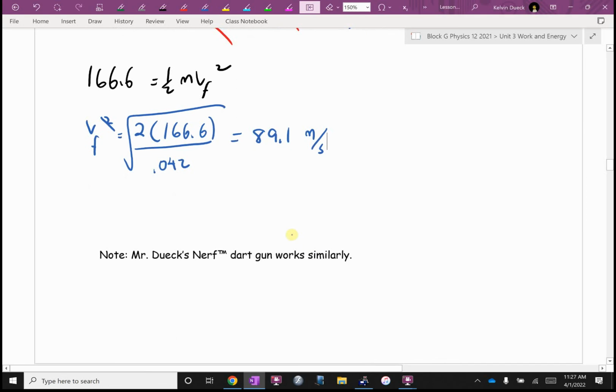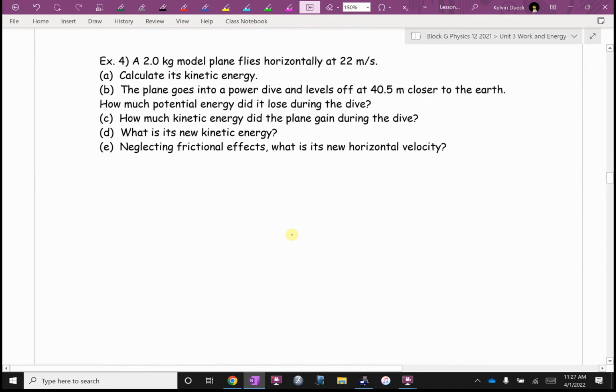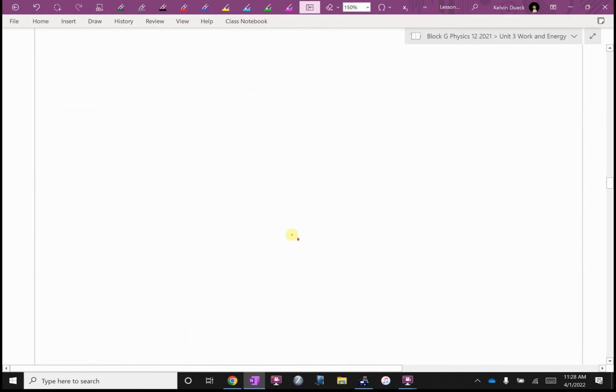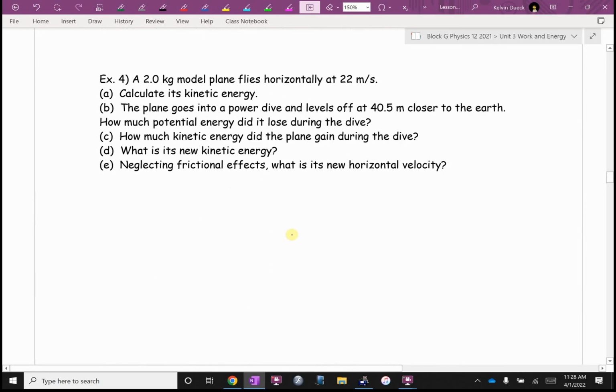One of the best applications is roller coasters. Oh, I haven't got to roller coasters yet. When do I get to the next one? Sorry, spoiling the punchline. A model airplane flies horizontally at 22 meters per second.